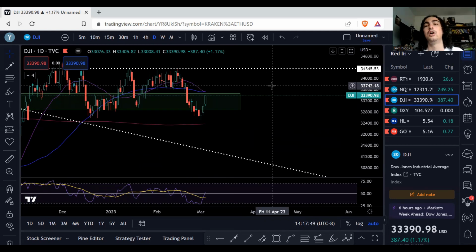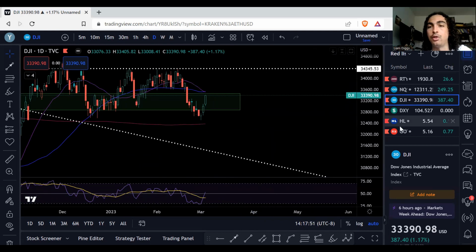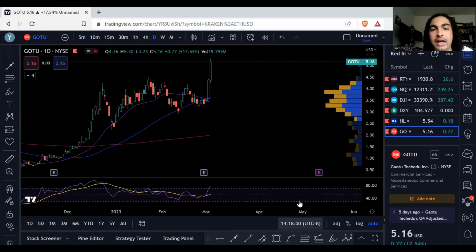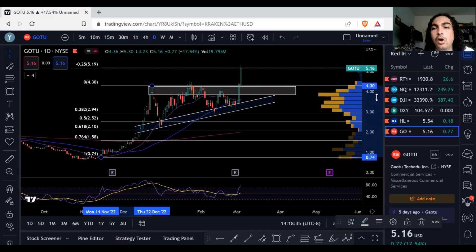Now, let's jump into our trade of the week. We are looking at GOTU. GOTU is the ticker symbol. Let's go ahead and draw some lines.